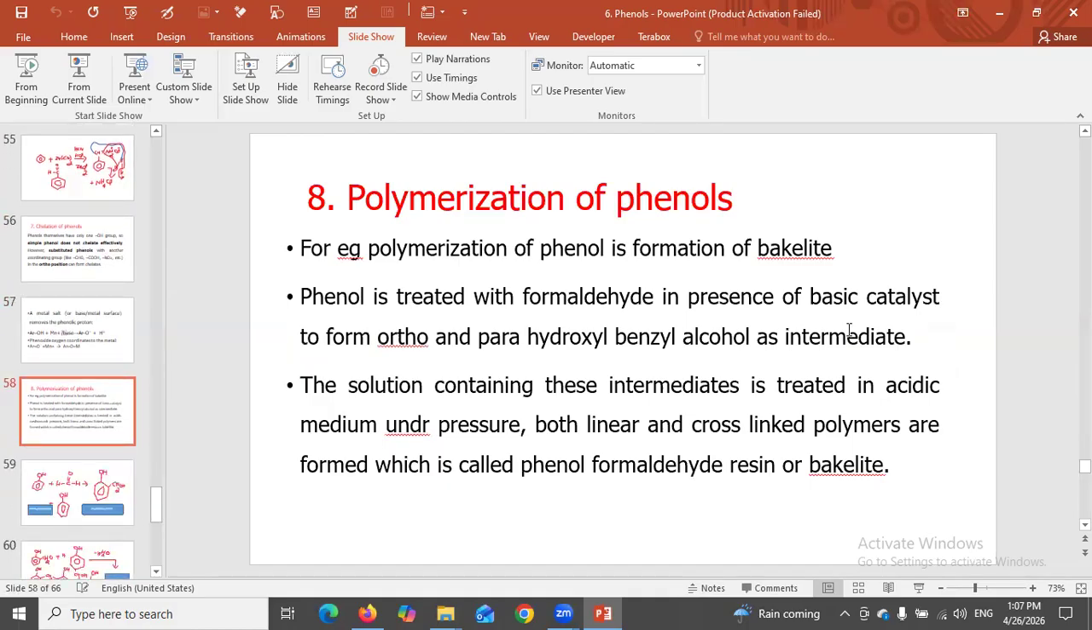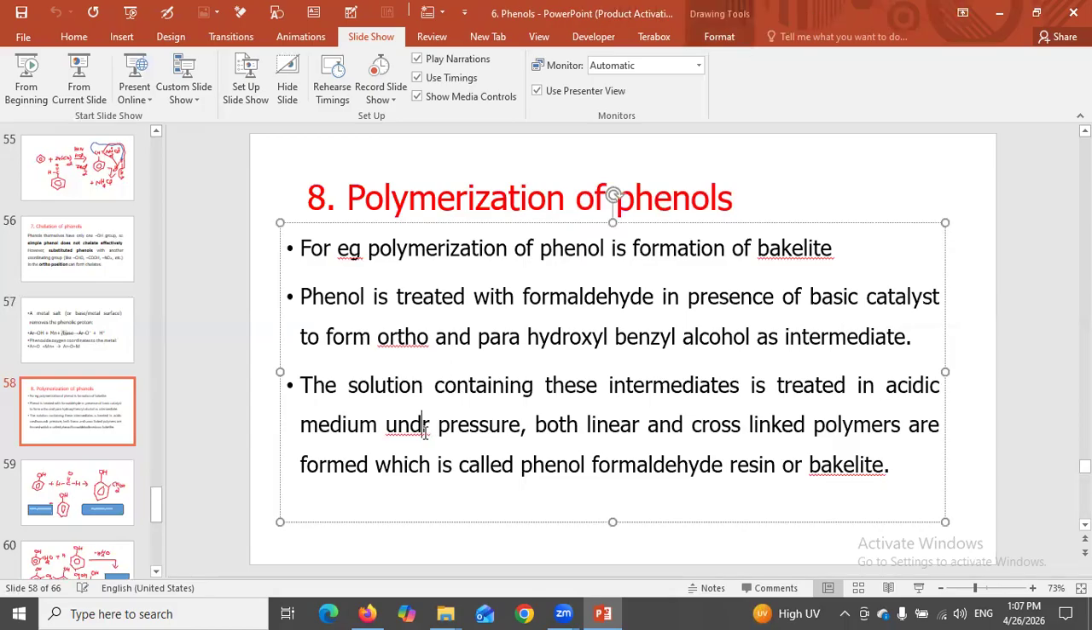Polymerization of phenols, for example, the formation of Bakelite. Phenol is treated with formaldehyde in the presence of a basic catalyst to form ortho and para-hydroxybenzyl alcohol as intermediates. The solution containing these intermediates is treated in an acidic medium under pressure. Both linear and cross-linked polymers are formed, called phenol formaldehyde resin or Bakelite.